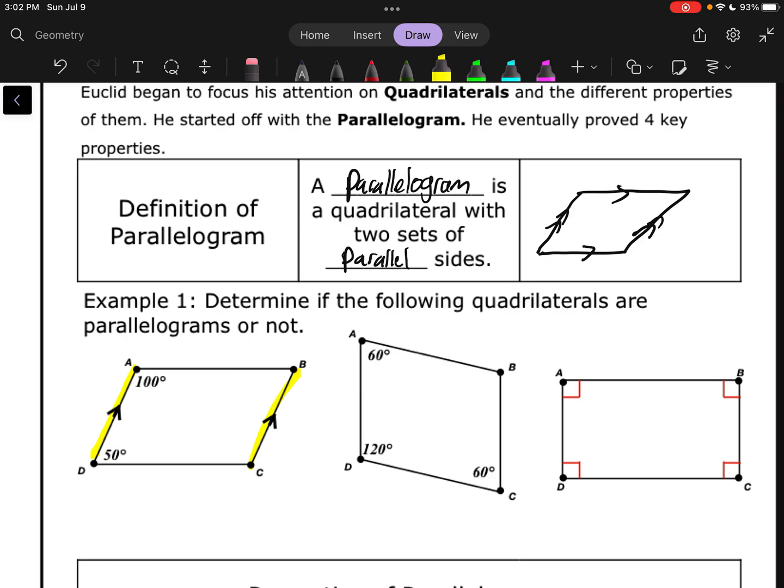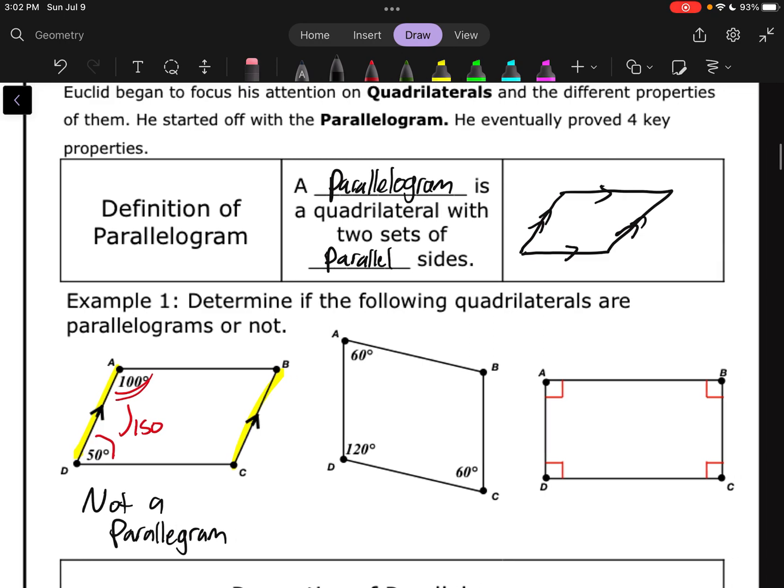One set of angles that's supposed to be supplementary if lines are parallel are our consecutive interior angles here. And we can tell that 150 plus 150 makes 300, not 180. So no, this is not a parallelogram because those consecutive interior angles, or same side interior angles, are not supplementary like they're supposed to be.